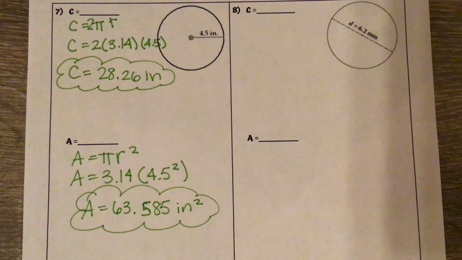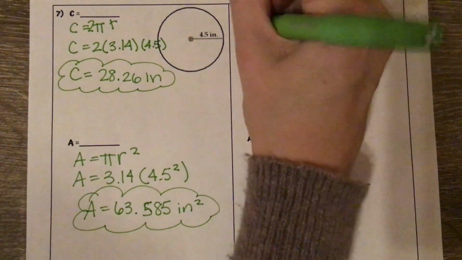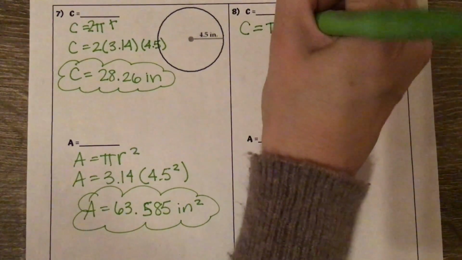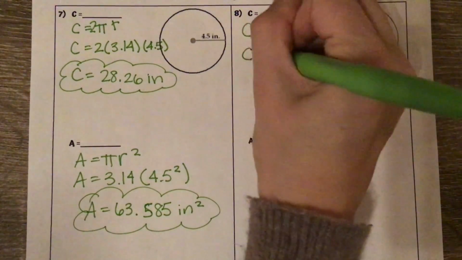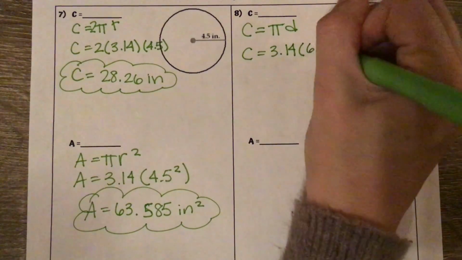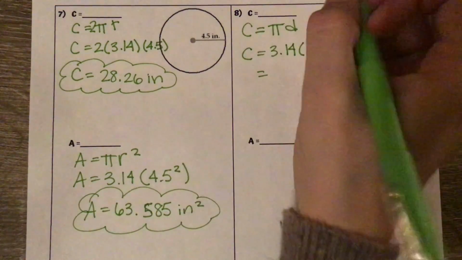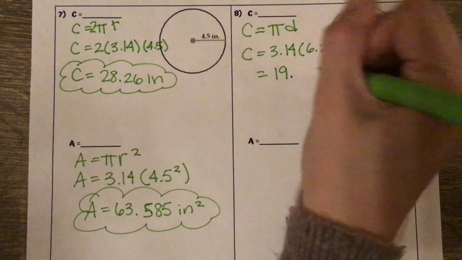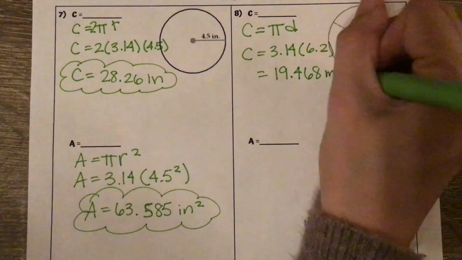Now let's try it the other way if we are given the diameter. So for circumference, if I'm given the diameter, I'm going to use circumference equals pi times diameter. So our circumference equals 3.14 times the diameter of 6.2. Plugging that into my calculator, I get 19.468. If you just rounded to 19.5, that is fine.